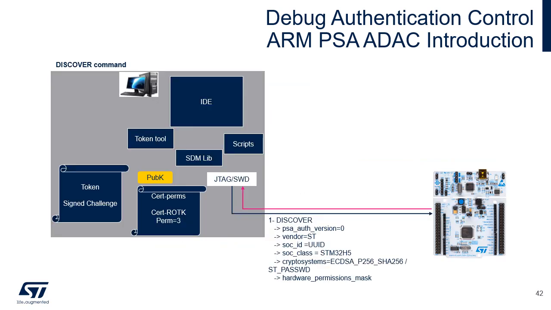This slide explains the discovery command. The debug host requests information about the debug target used with this command. The requested ID list is discretionary.